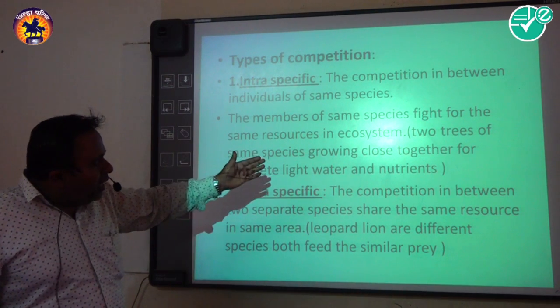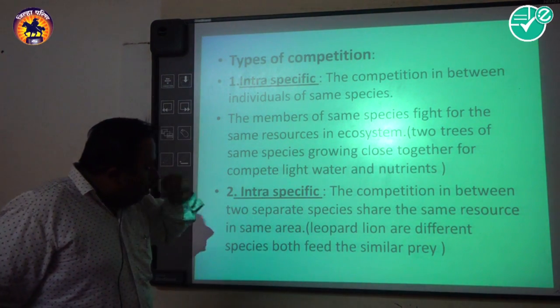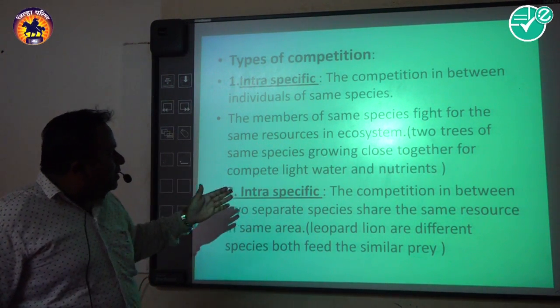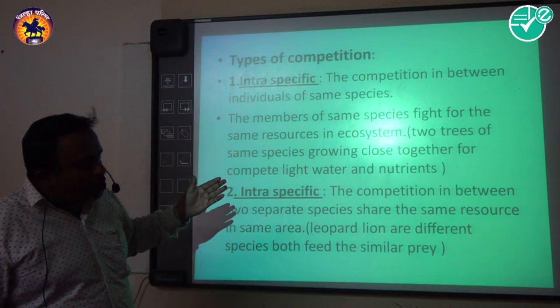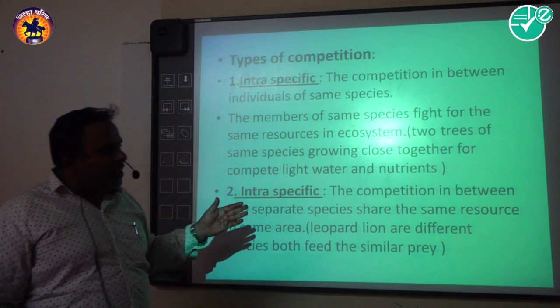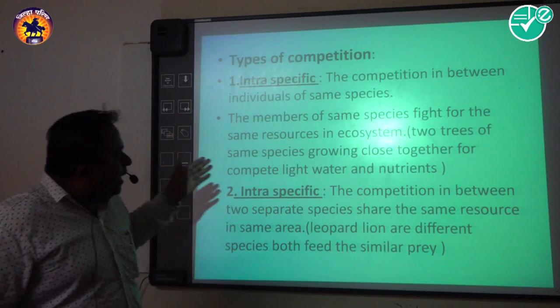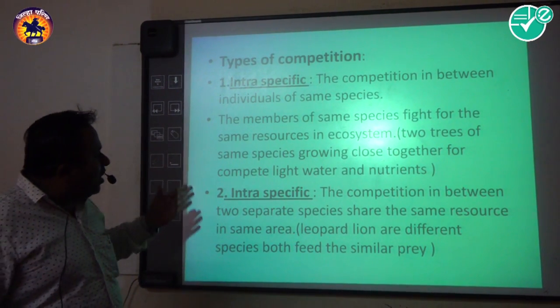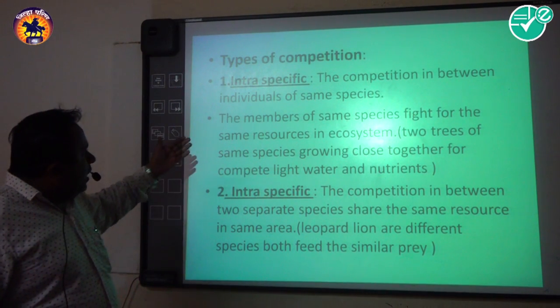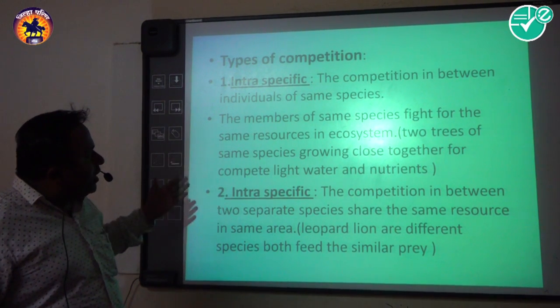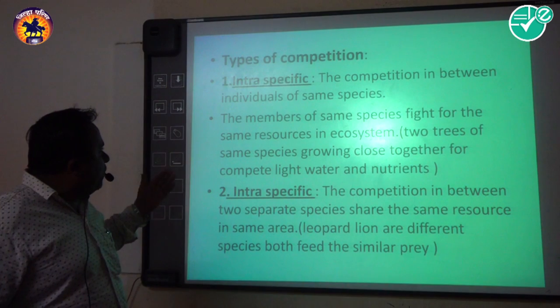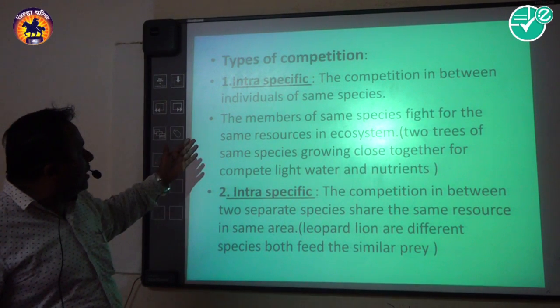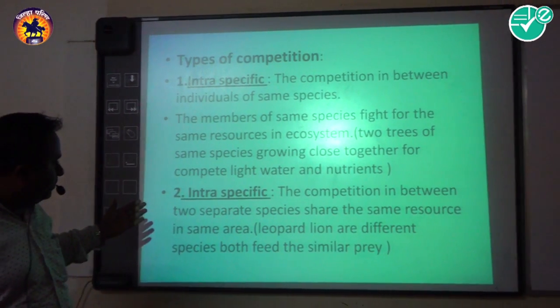Means in these two plants the resources are the same, and these two trees belong to the same species, and the fight between them for the same resources is called intraspecific competition.